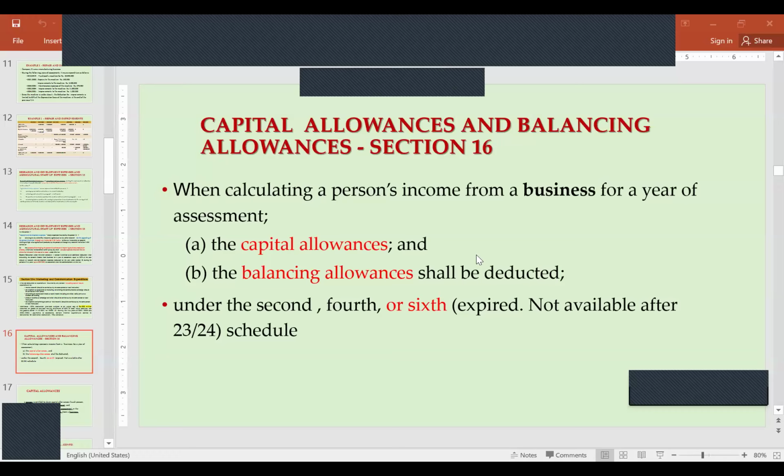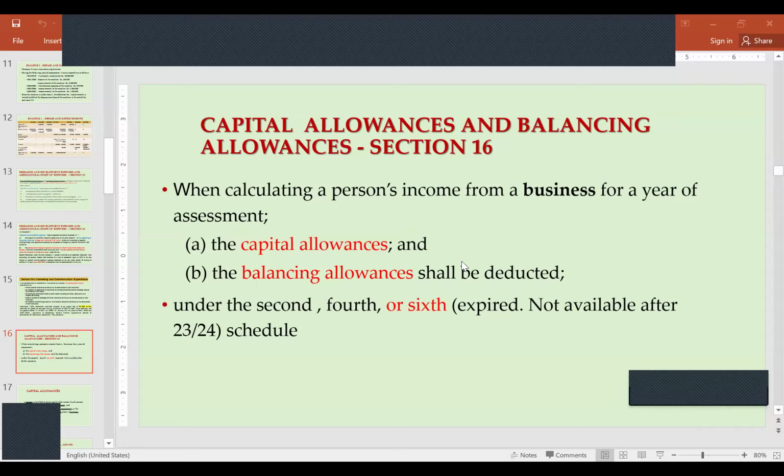Now you know something about capital allowances and balancing allowances. Under section 16, it says capital allowances can be deducted and balancing allowances can be deducted. So now you should know what is the meaning of capital allowance and what is balancing allowance, when calculating a person's income from business for a year of assessment. That means section 16 is applicable only for the calculation of business income. If we are calculating an investment income, section 16 is not applicable because the Act says this is only applicable for the calculation of business income.